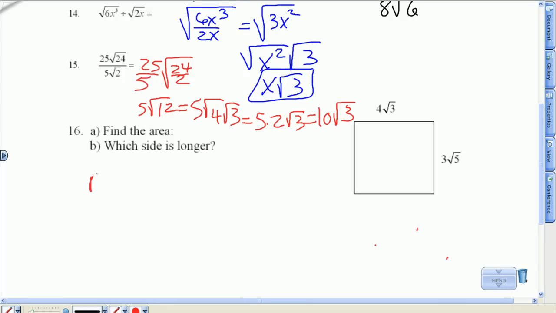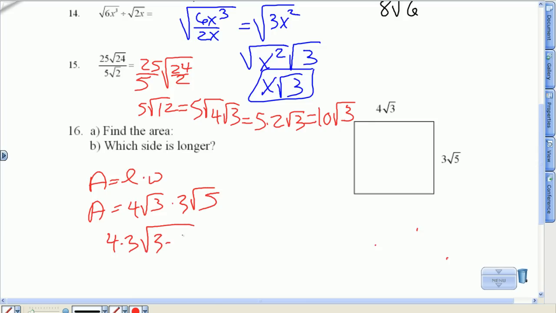Well, area is length times width. So I'm going to do 4 radical 3 times 3 radical 5. I'll multiply the 4 times the 3, multiply the 3 times the 5. 12 radical 15 is the area. Now it says which side is longer? Well, I have no idea.